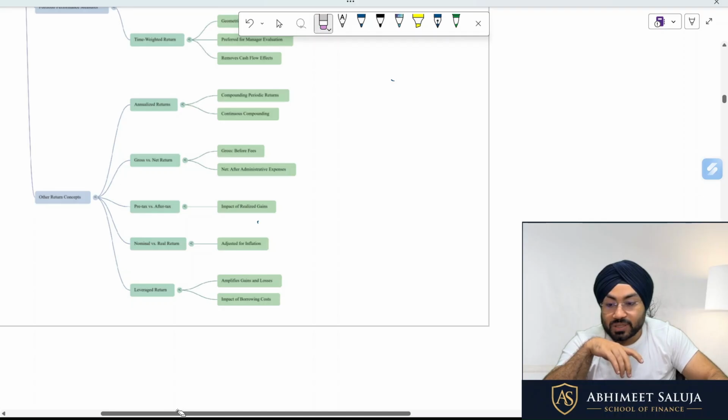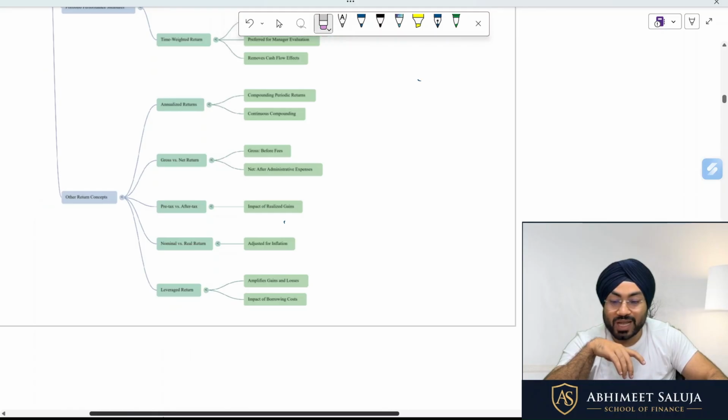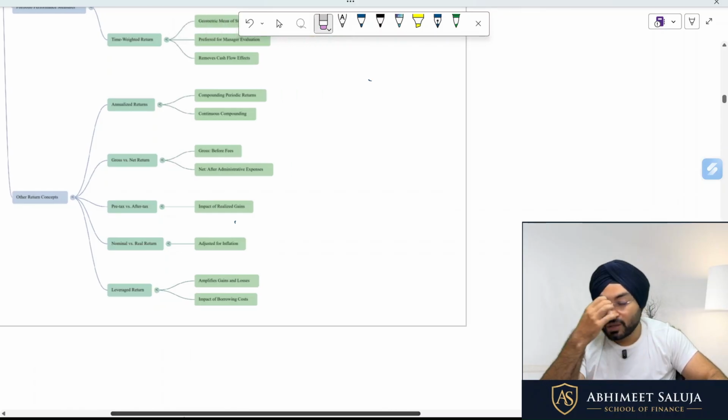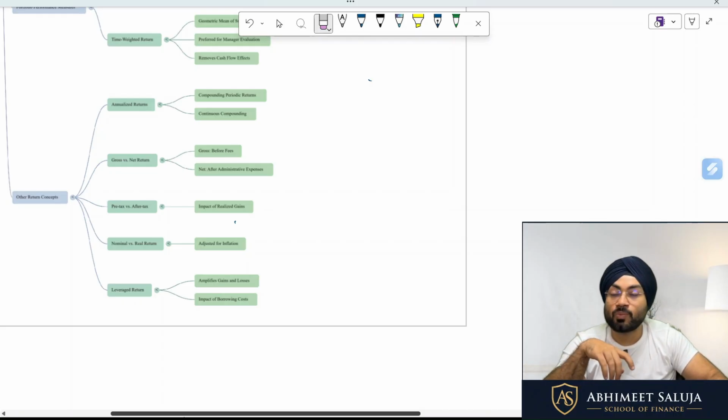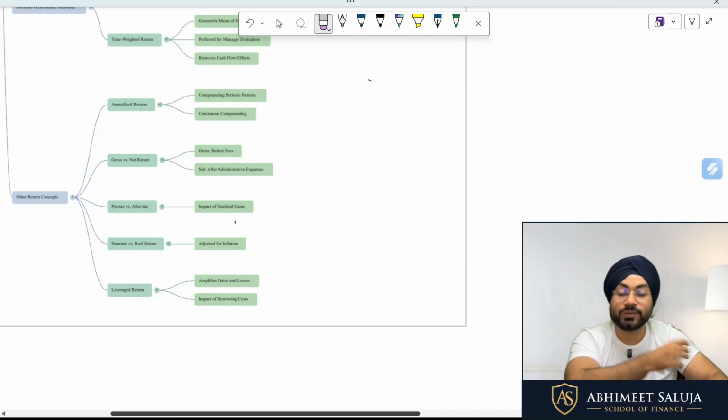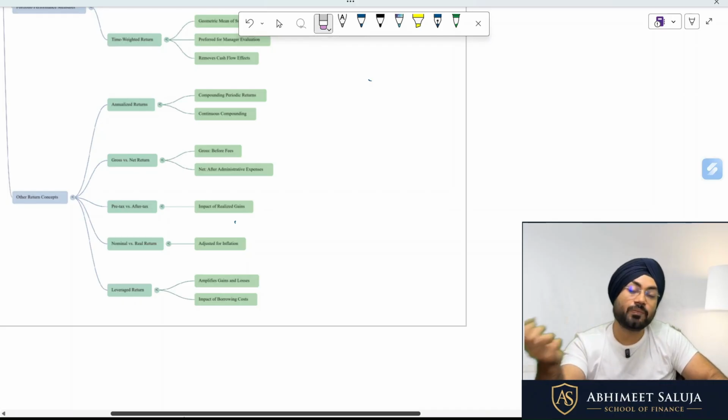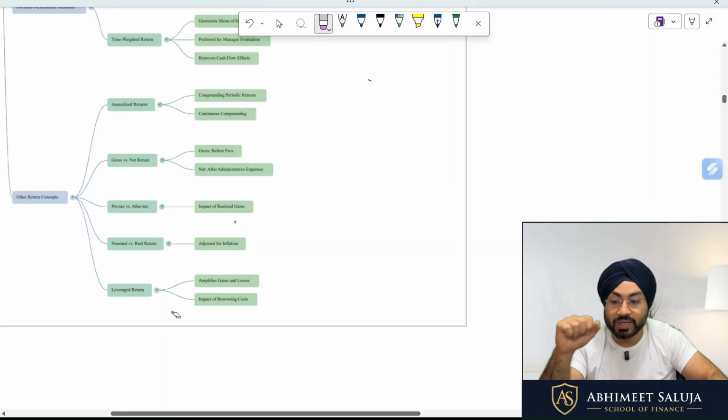Other return concepts, annualized return. Sometimes in some instruments, suppose you go to a bank and your relationship manager or some sales person says we have an insurance policy or some kind of instrument which will yield you an interest of, say, 14% over 1.5 years, compounded. Now it is difficult to compare. You need to annualize things. So this is what we are going to study in other return concepts, annualization of returns.